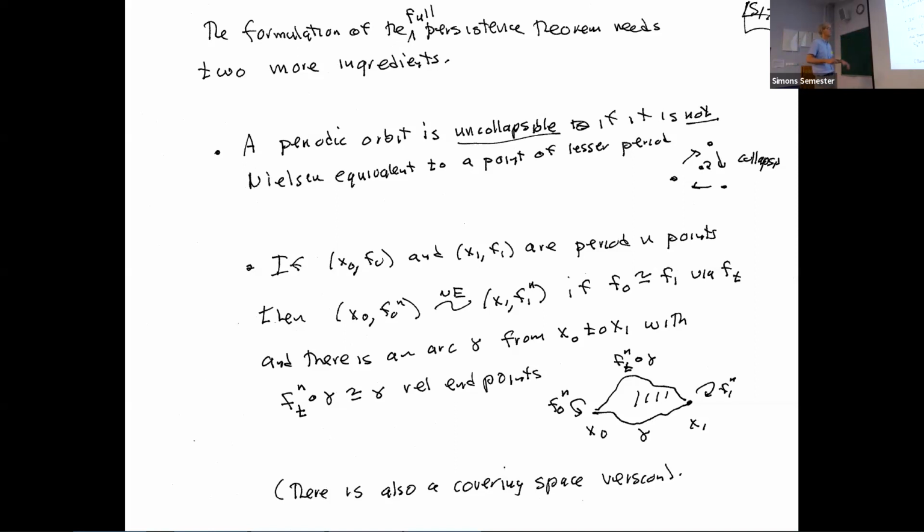And we also need to talk about precisely what it means to persist under homotopy. So if we have period n endpoints, we say they're Nielsen equivalent if there is an arc. Now we have two different maps. And so we need to take the arc between the two. We have gamma, we have the image of gamma, but for each t, we hit it with something else. All right, so you can also formulate this in the covering space.